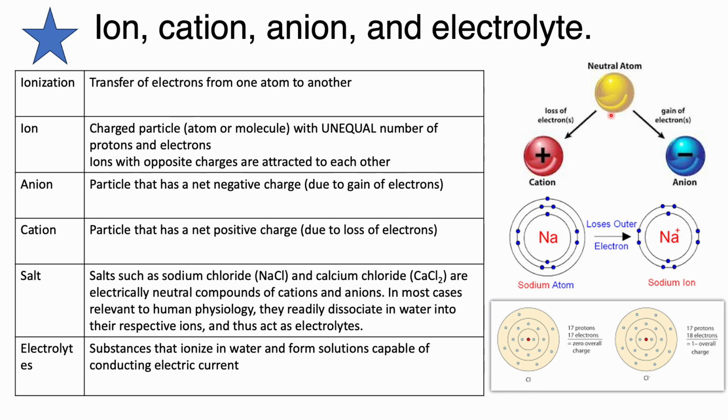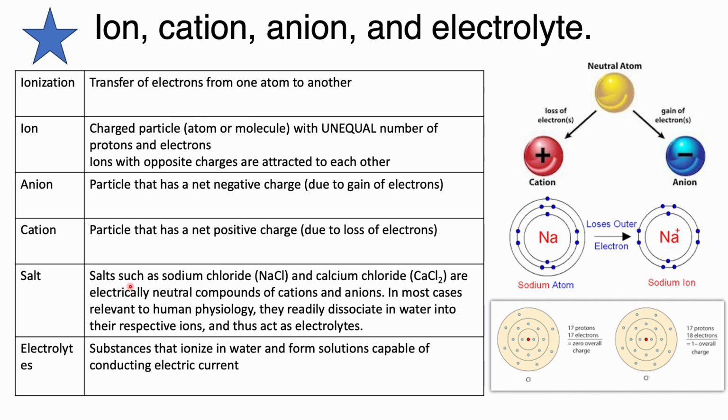So here we have a neutral atom. When it loses electrons, it loses negativity. It becomes a cation with a positive charge. And here we have another neutral atom. It gains electrons. Now it is an anion with a net negative charge.